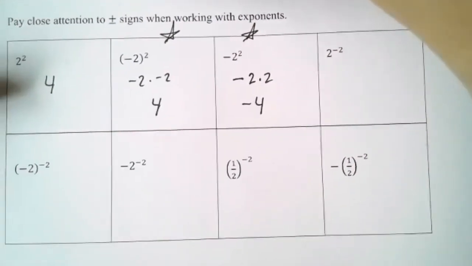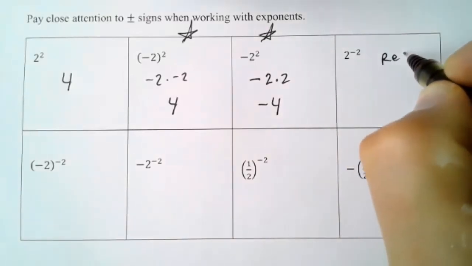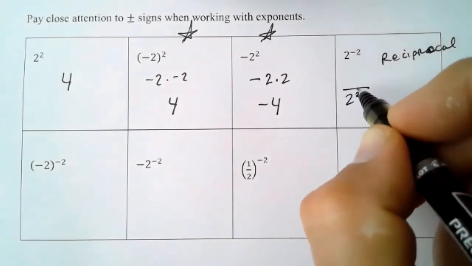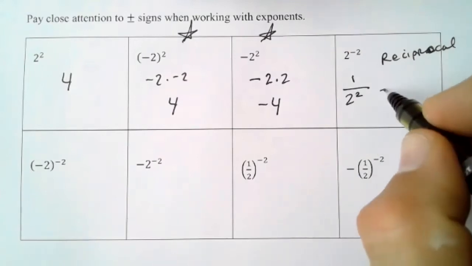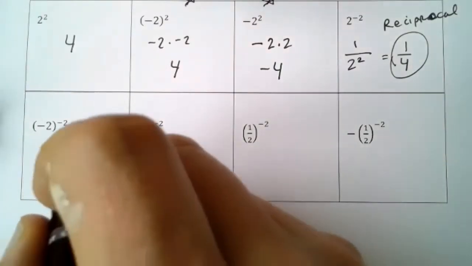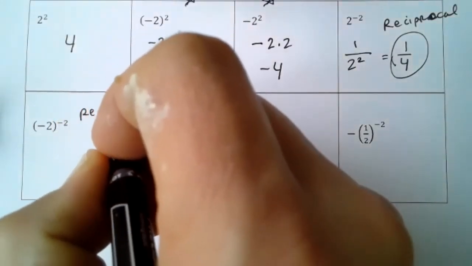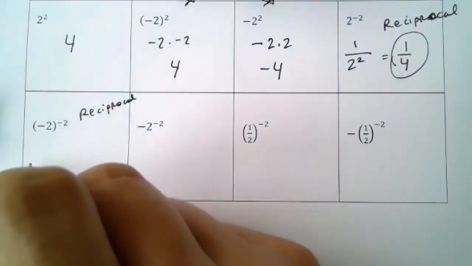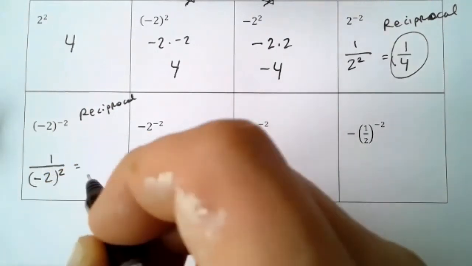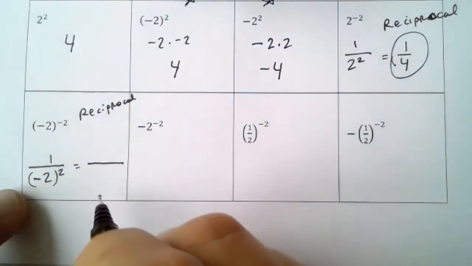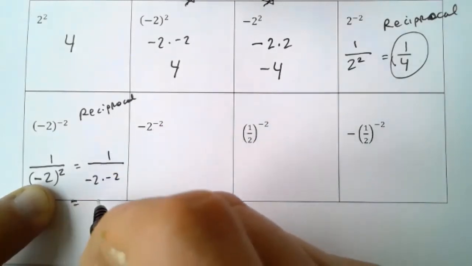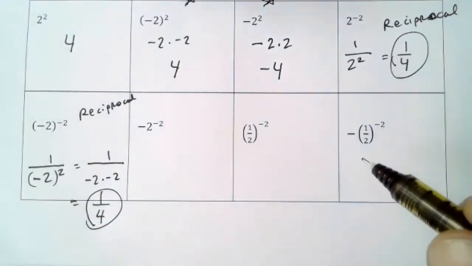So let's go down here to the next one. Remember, we need to think the word reciprocal and put 2 to the 2 on the bottom of a fraction, just like that, okay? So that's going to be 1 over 4. And let's move down. Okay, so reciprocal. And so you could put negative 2 all squared on the bottom of a fraction. And then remember we said that in this case, since we have a parentheses, you're going to have two negatives and two twos. So that gives me a positive answer at the bottom.